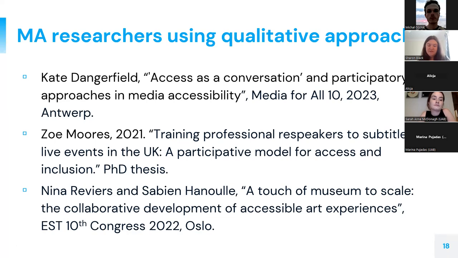To give you a few examples, but these are by no means the only researchers who have been conducting research using qualitative approaches. Some recent examples are Kate Dangerfield's essay film that she presented at Media for All on access as a conversation and participatory approaches in media accessibility. Another notable example is Zoe Mers' PhD thesis that I just quoted. Mers used an action research methodology, and that really facilitated close collaboration with users and providers.